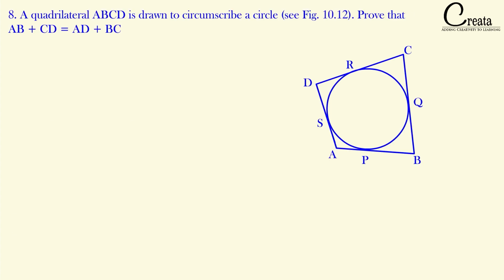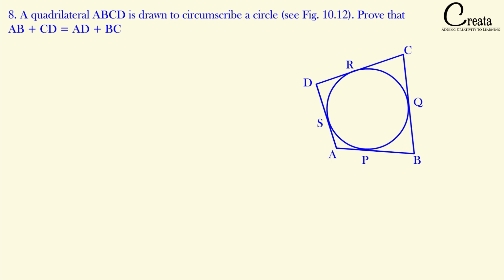Let's move to question number 8. A quadrilateral ABCD is drawn to circumscribe a circle. Prove that AB plus CD is equal to AD plus BC. Here in the given figure, we have a circle and also a quadrilateral ABCD, circumscribed around this circle. The quadrilateral is touching the circle at points P, Q, R and S. We have to prove that AB plus CD, the addition of these two sides of the quadrilateral, is equal to AD plus BC, the other two sides.